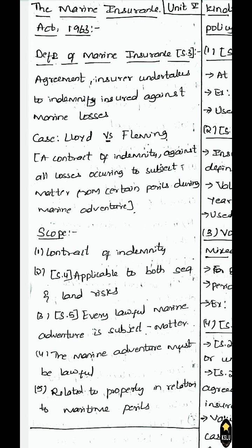Case: Lloyd vs. Fleming. A contract of indemnity against all losses occurring to the subject matter from certain perils during a marine adventure. So it is an insurance that covers the perils of a marine adventure. The subject matter in marine insurance is marine losses, or the perils or dangers caused by sea.